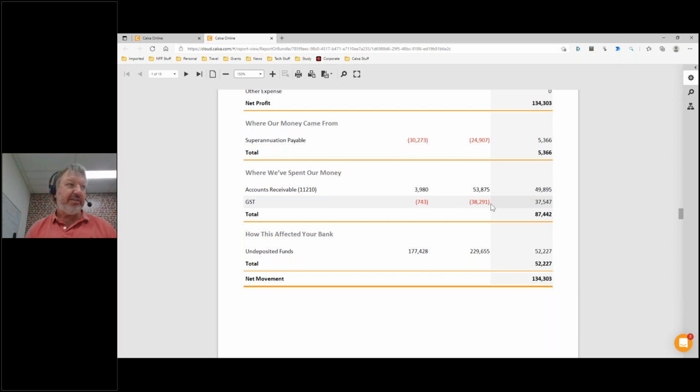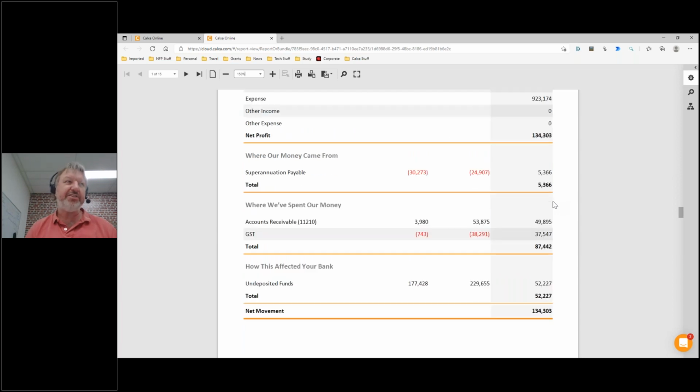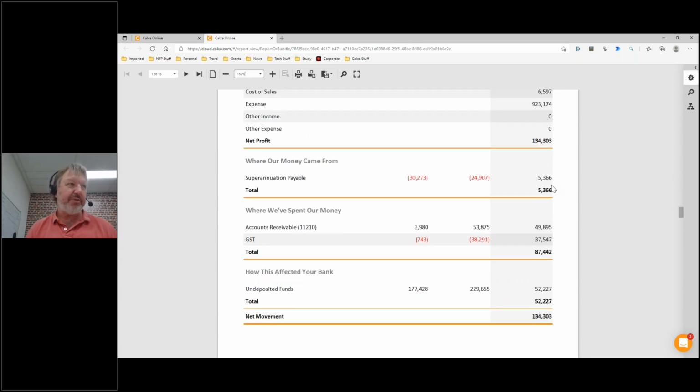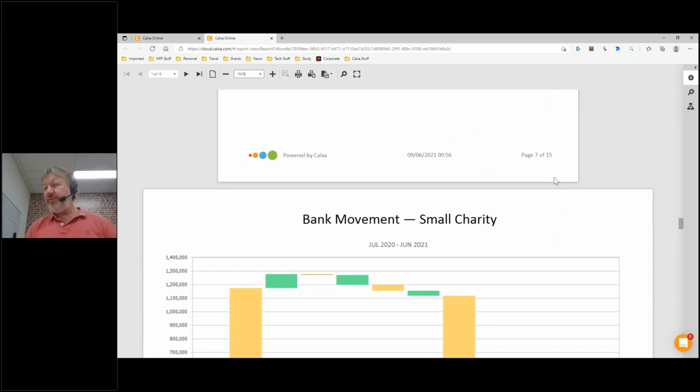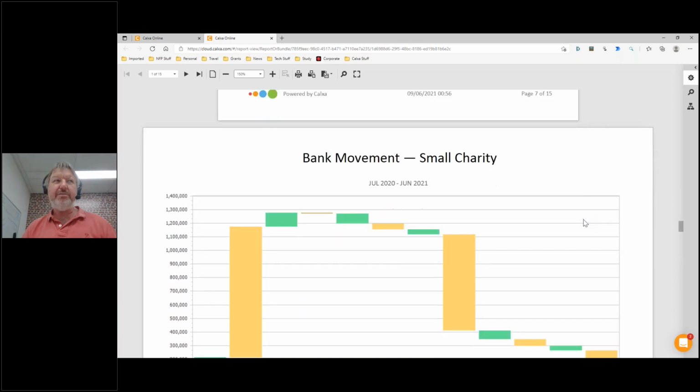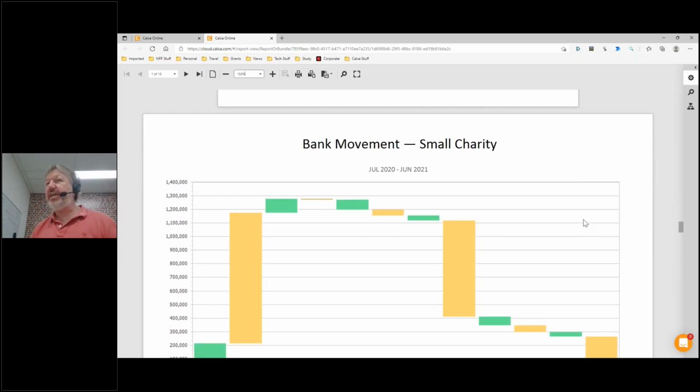Why is that? Because we haven't collected our receivables, and we've paid a whole bunch of GST and funded that a little bit by having a bit more super outstanding. So from an accounting perspective, it's showing the balance sheet movements for that period, but trying to make it understandable to a non-accountant.